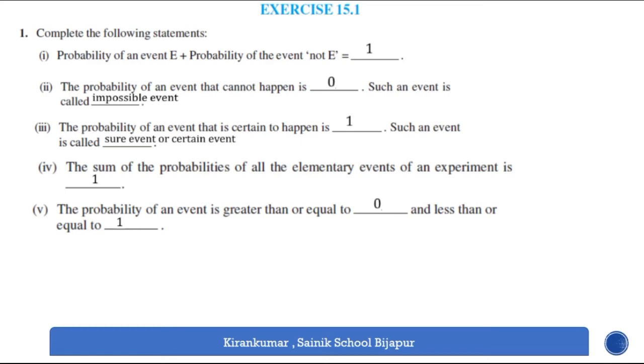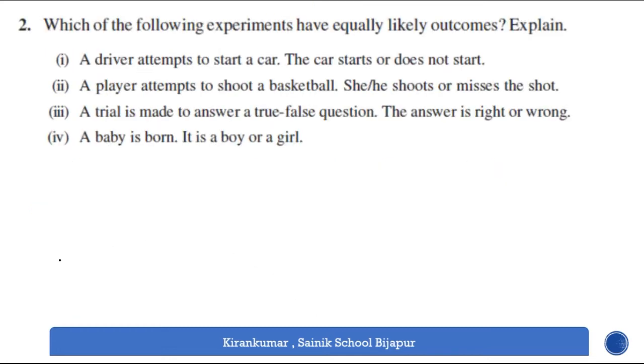Now we have the second question. The second question is, which of the following experiments have equally likely outcomes, and explain. First one, a driver attempts to start a car, it starts or doesn't start. Second one, a player attempts to shoot a basketball. He or she shoots or misses the shot. Third one, a trial is made to answer a true false question. The answer is right or wrong. Fourth one, a baby is born. It is a boy or a girl.